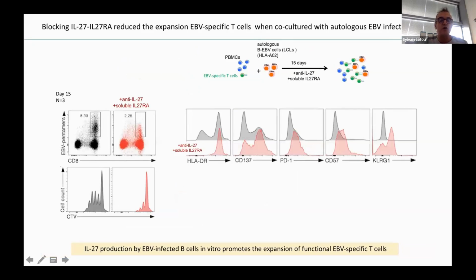And this production is really important for the expansion of EBV-specific T cells in vitro, because if you block the IL-27 produced by the EBV-transformed B cell line using anti-IL-27 or soluble IL-27 receptor recombinant protein, you see that you block the proliferation of EBV-specific T cells, and these T cells acquire exhaustion and activation markers like we observe in cells of the patient.